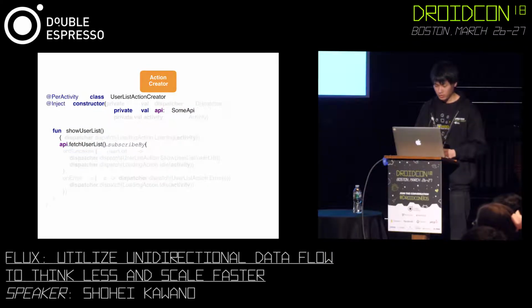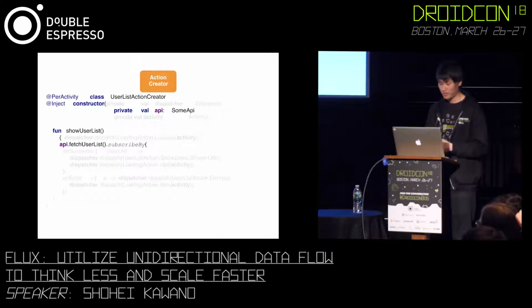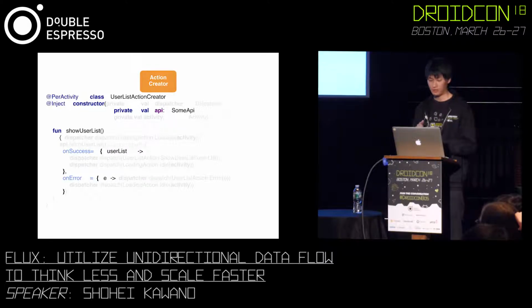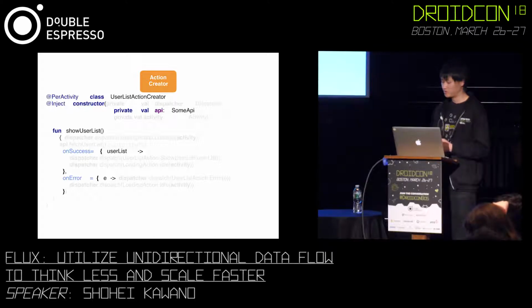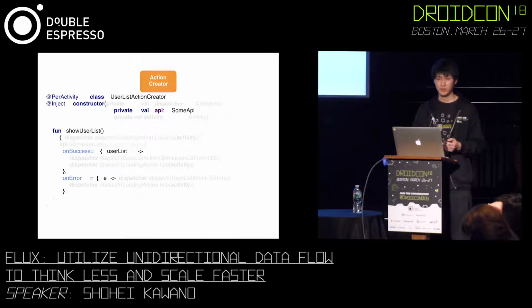From the top, we have the API class injected inside the constructor, and we have the showUserList function. Inside the showUserList function, we call the fetchUserList function to get a list of users from the network. If it's a success, we'll get the user list, and if it's an error, we get an error as a throwable type.